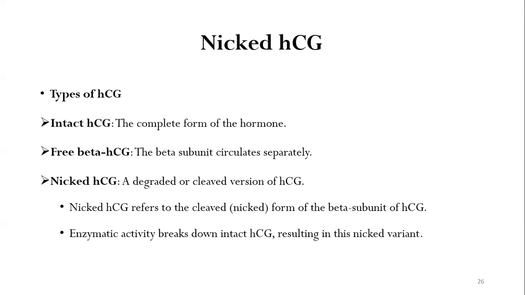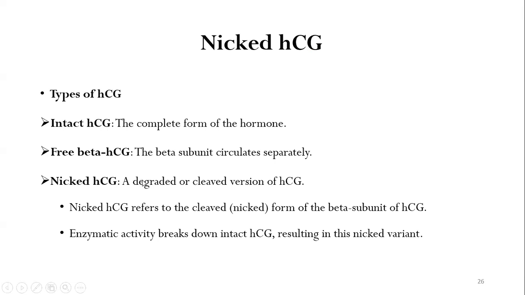Now, there is a type of HCG which is known as the nicked HCG. So, what is nicked HCG? We will discuss. There are various types of HCG. That is the intact HCG, which means the complete form of the hormone combining both the alpha and the beta subunits. Then there is the free beta HCG, meaning the beta subunit only, which circulates separately.